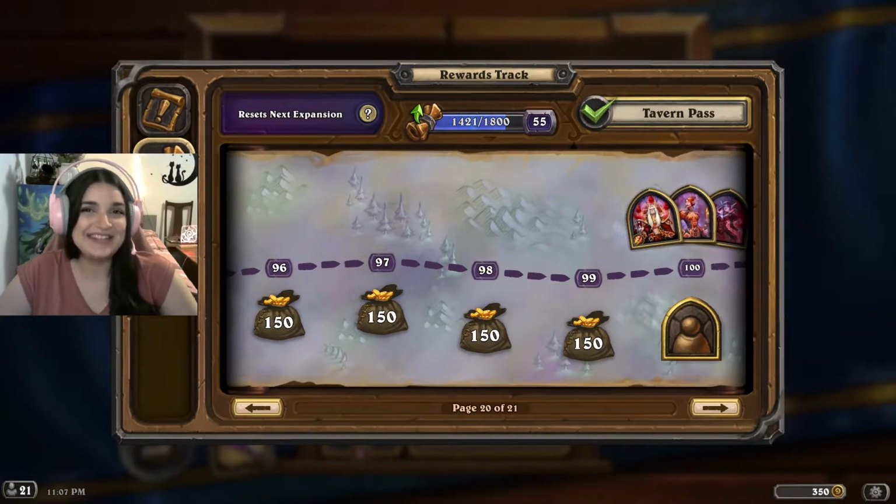Yes, that's right. If you know anything about me, you know that I'm all about aesthetics. I love Hearthstone skins. I love the card backs, the card arts, even the card voice lines, everything.